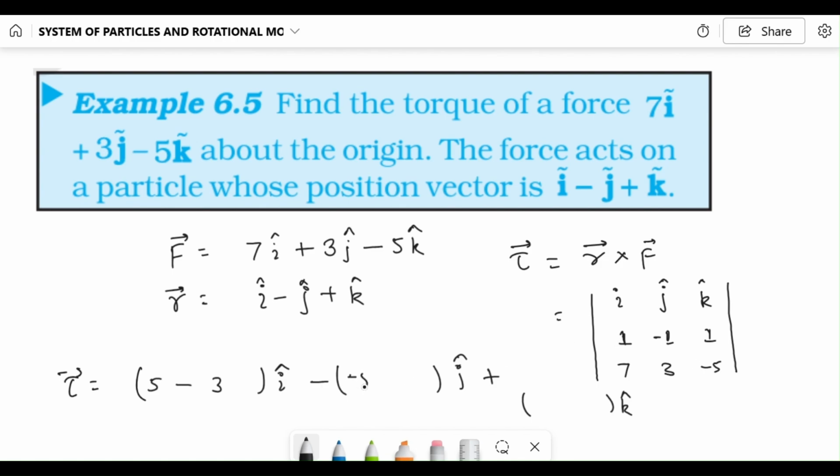That will be minus 5, and then 7 into 1, minus 7. This will be minus 12, and again here minus sign, that will give us 12. Okay, let me write it first, and then we can solve it. Then for k cap, it will be 3 into 1, that is 3, and minus 7 into 1, that will be minus 7, and minus of minus 7 will give us plus 7. So finally we have 2 i cap plus 12 j cap plus 10 k cap, and we have directions also. So let's move to the next example.